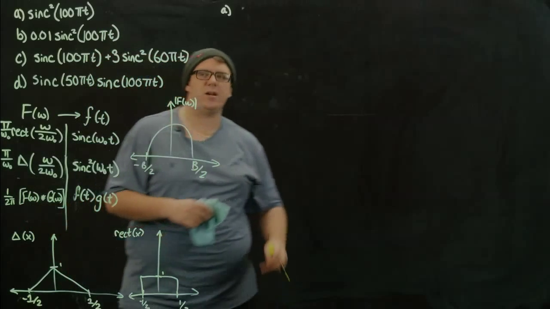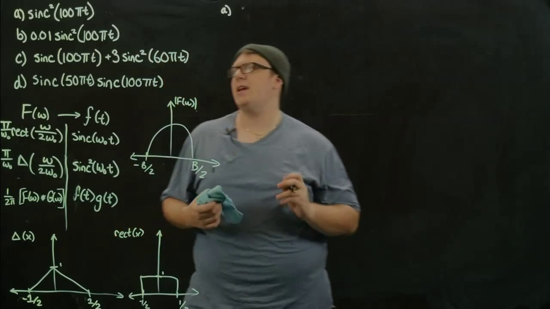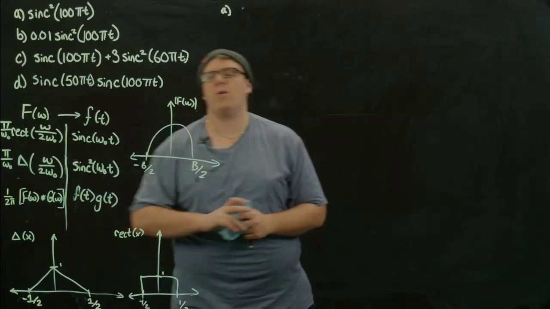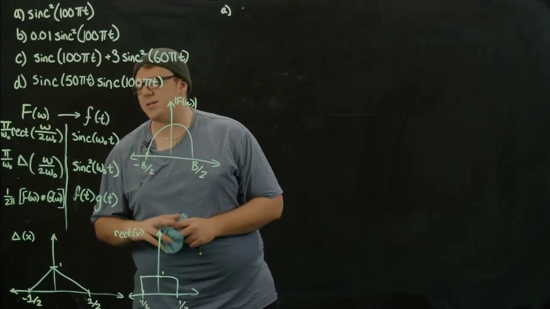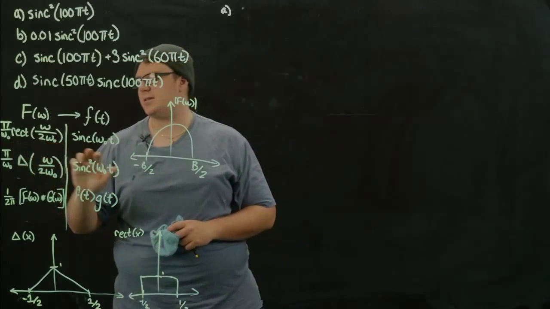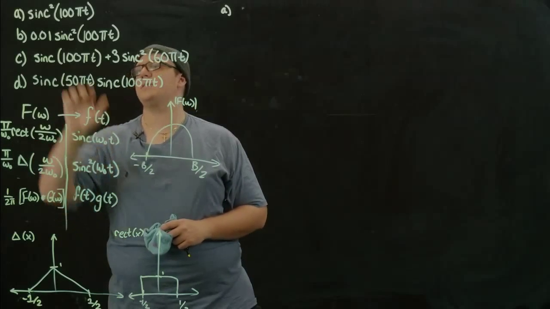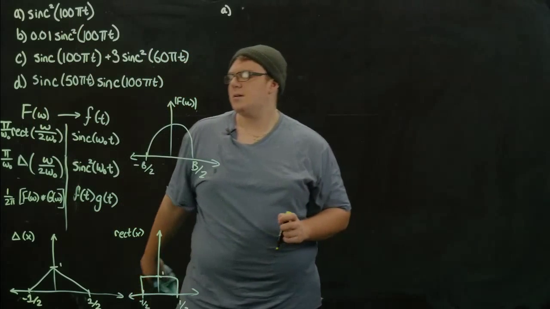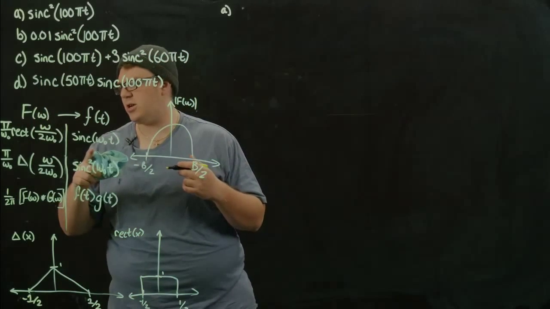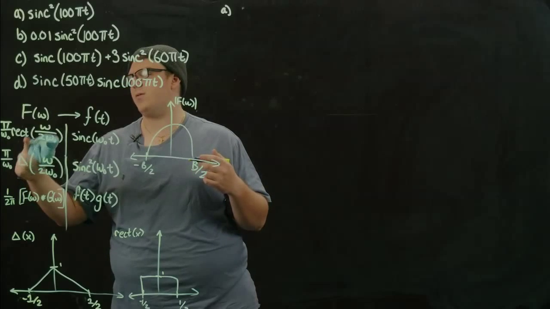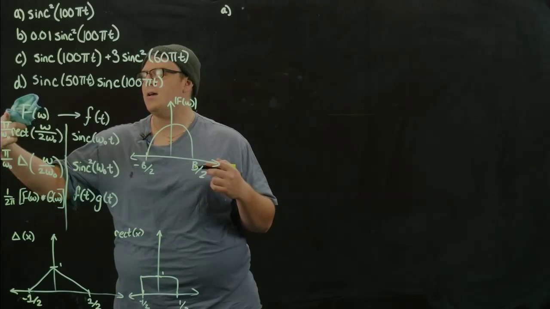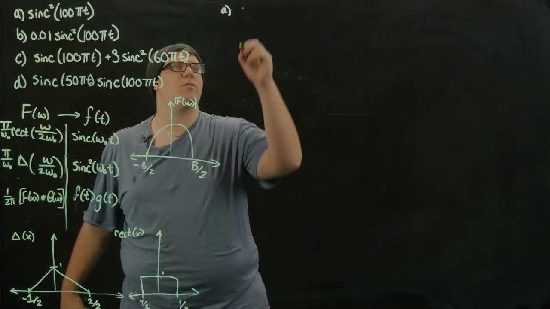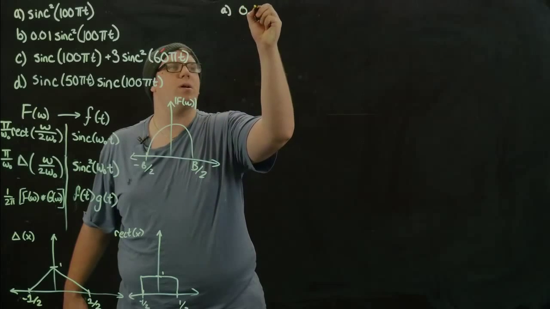Our signal here is f of t equals sinc squared of 100 pi t. The substitution we have to make to match this table is that omega 0 is 100 pi. So very easily we can just do the Fourier transform. We know that omega 0 is 100 pi, so pi over 100 pi is 1 over 100, or 0.01.